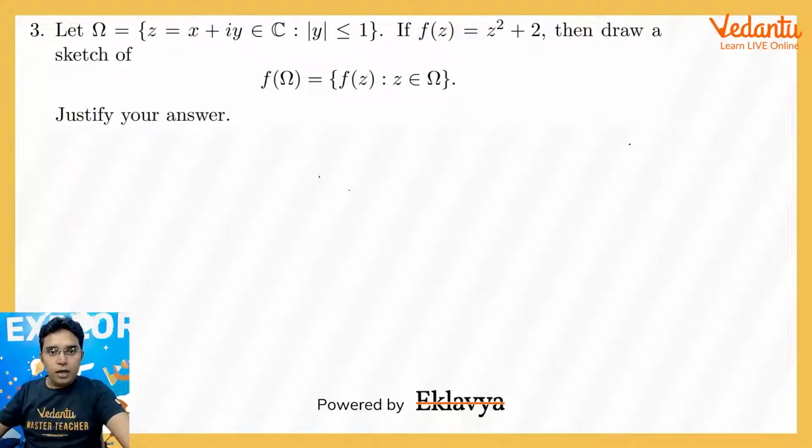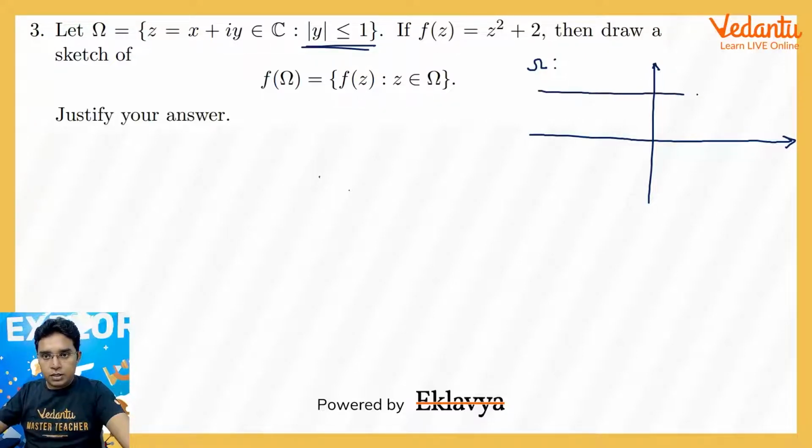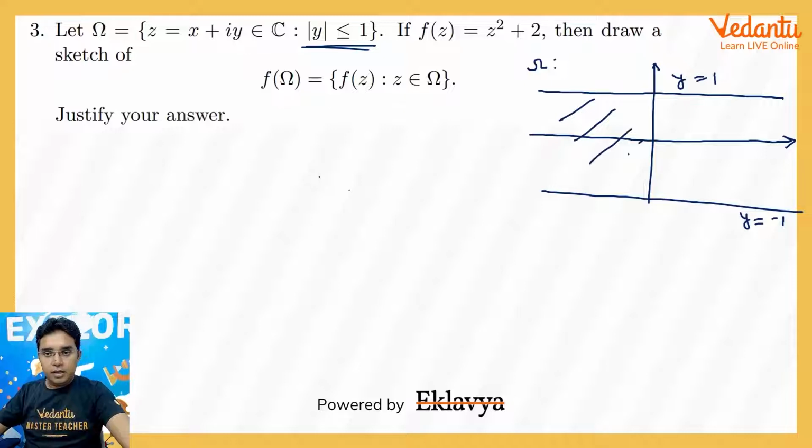So first of all, to know what my omega is, please see, omega is just a region of the Argand plane in which the imaginary part is between 1 and minus 1, because mod y is between 1 and minus 1. So this is how my omega region would be, where this is y equal to 1 and here this is y equal to minus 1. So between these two lines, our region is actually omega. Now if I choose my z from omega, then where this f(z) will be mapped to, that is our question.